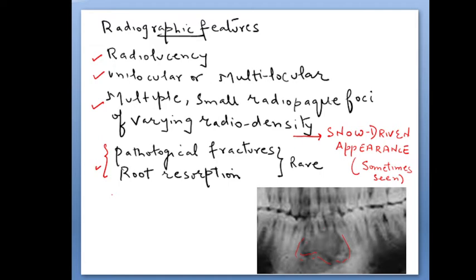Radiographically, there is a large radiolucency which can be unilocular or multilocular. Sometimes multiple small radiopaque foci of varying radiodensity are seen. This is also called the driven snow appearance. But driven snow appearance is neither a characteristic nor common feature of calcifying epithelial odontogenic tumor. Root resorption and pathological fracture of the jawbone are sometimes seen, but again they are not common features.